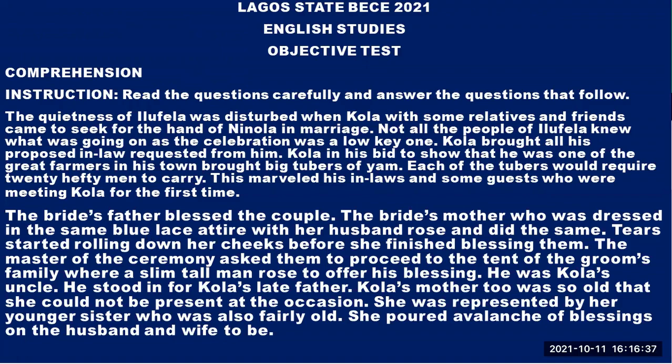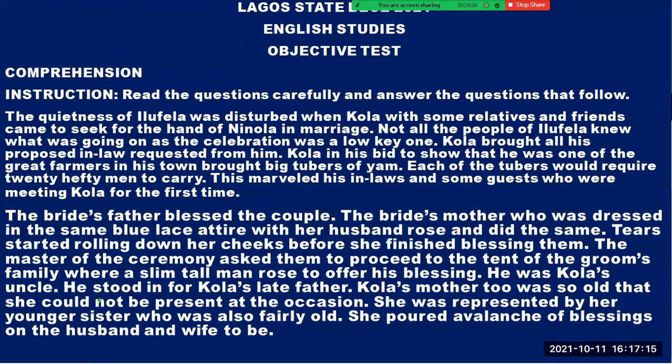Okay, so here we can see that both the bride's father and the bride's mother were present here, all right? But then let's look at the groom. From here, the master of the ceremony asked them to proceed to the tent of the groom's uncle. That is the bride and the bridegroom. After they had been blessed by the parents, they were asked to go now to sit with their people.